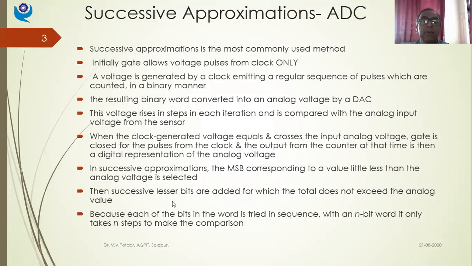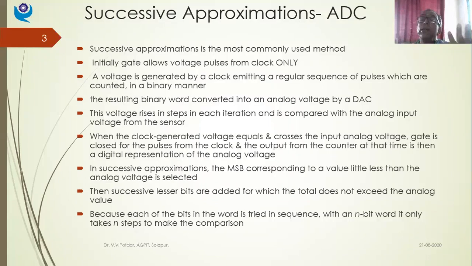Then successive lesser bits are added, for which the total does not exceed the analog value. Let us say, for example, I want to measure 9 volts. The unknown value is 9 volts, so I'll start with 8 volts. As we discussed in the previous classes, for a 4-bit word, the binary representation for 8 volts is 1000.